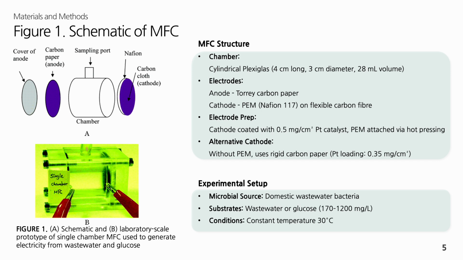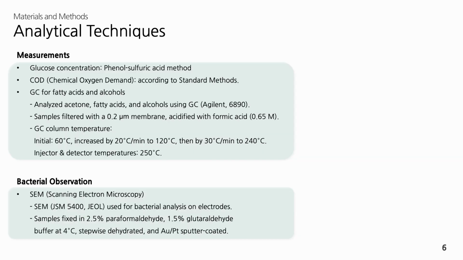Experimental setup. Microbial source: domestic wastewater bacteria. Substrates: wastewater or glucose, 170 to 200 mg per liter. Conditions: constant temperature of 30 degrees Celsius. To analyze performance, we measured glucose concentrations in COD and conducted precise analyses using gas chromatography, GC. Additionally, microbial observations were performed using scanning electron microscopy, SEM. For more detailed information, please refer to the paper.